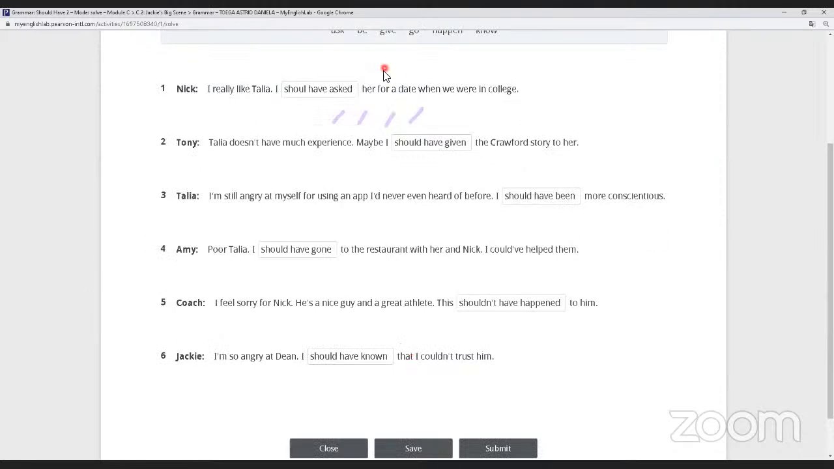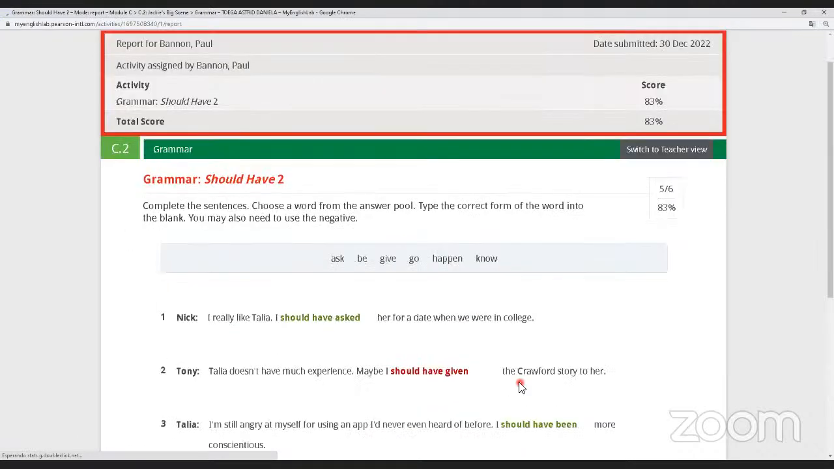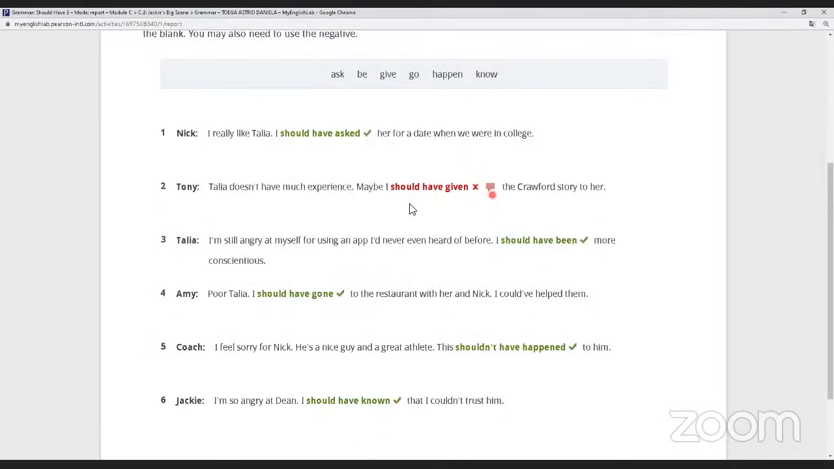Okay. So, what else? Oh my goodness. I should have asked, should have given, should have been, should have gone. Okay, so let's submit. Okay. Should have given. Talia doesn't have much experience. Maybe I shouldn't, right? That's the negative, right? Tony feels, has a regret, right? He's sorry. Okay, so that's the reason of why we have to use a negative.